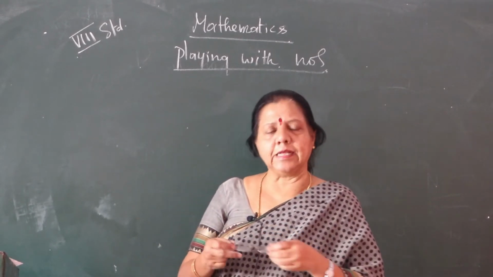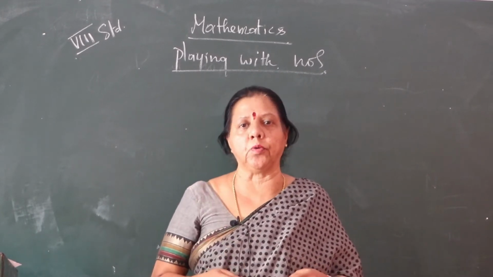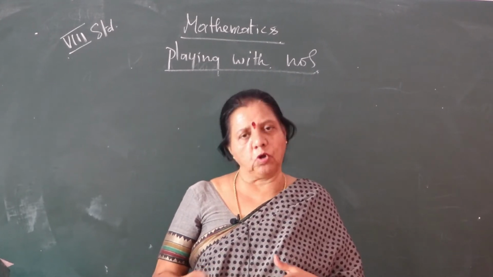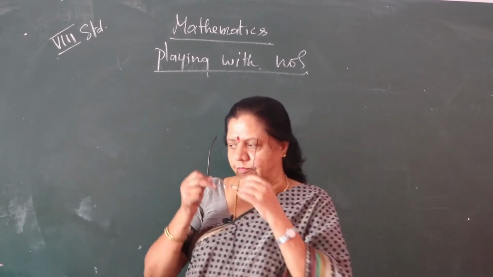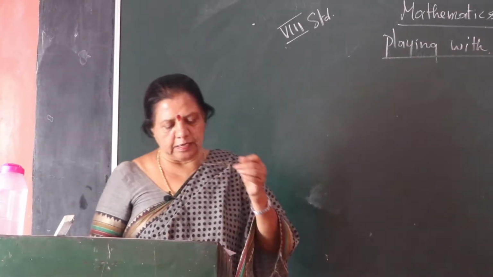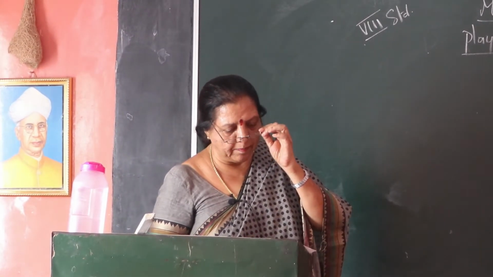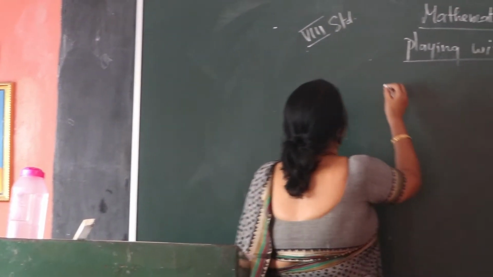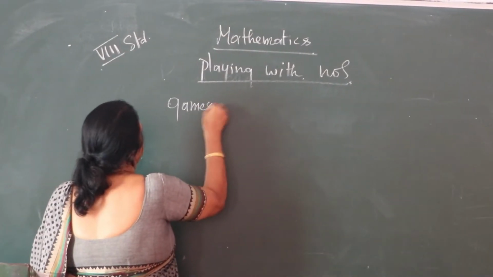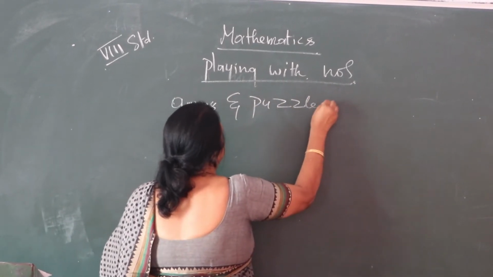Now let us go for the second class. First class I taught you related to this playing with the numbers itself. Now we'll pass on further. In your textbook, there are some games and puzzles involving digits and divisibility. This heading is given in your textbook.